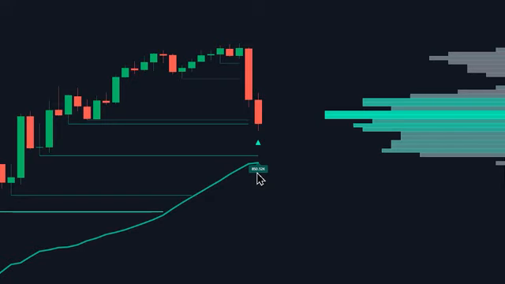Remember, the 150k limit only applies to the 15-minute time frame. If you're using a different time frame, you'll have to multiply the time frame number in minutes by 10,000. For example, if it's the 10-minute time frame, you multiply 10 by 10,000. You get 100K as your minimum.